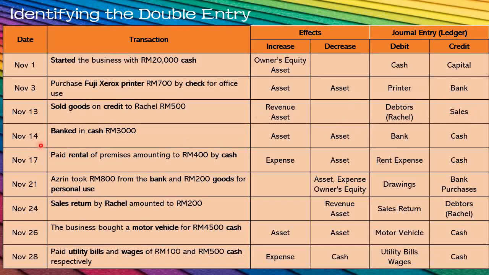Kemudian November 14, bank in cash 3,000. Item yang terlibat adalah bank dengan cash. So dua-dua adalah aset, bank bertambah, aset cash berkurang. So debit bank, credit cash.